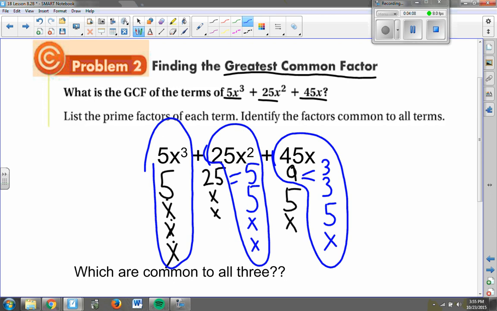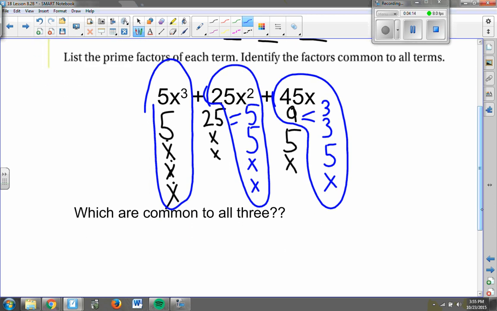Now the next question for us is which of those factors are common for all three of our terms? Well, let's start circling the ones that are the same. I see an x, certainly in all three of them. X, x, and x. Right? I see another x here, and another x here, but I don't see one over here, so that doesn't count.